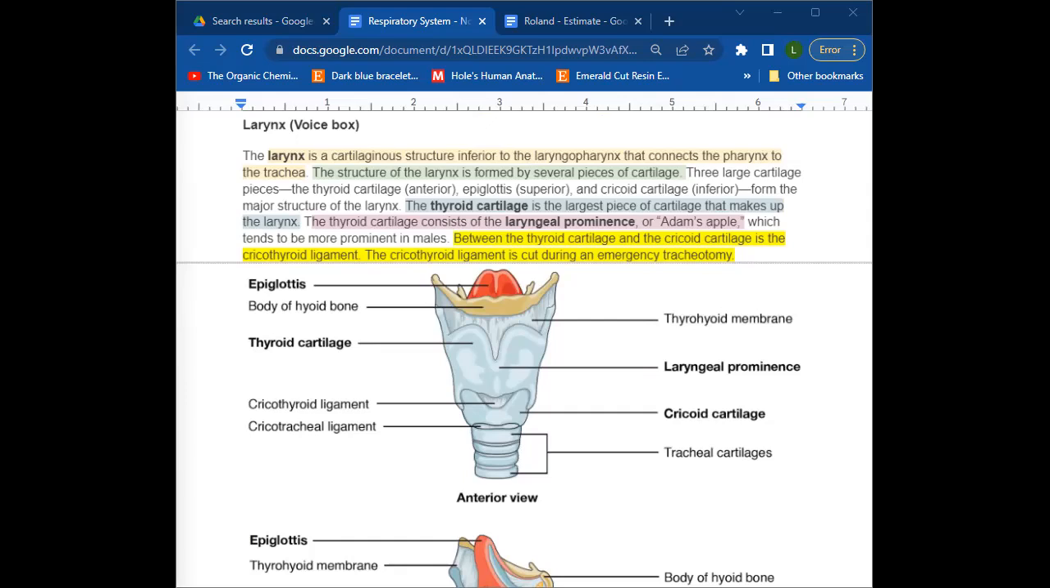And the thyroid cartilage has a special tip called the laryngeal prominence. And the laryngeal prominence is supposed to be the Adam's apple. It's going to be found in both men and women, but it's just larger in men than it is in women.